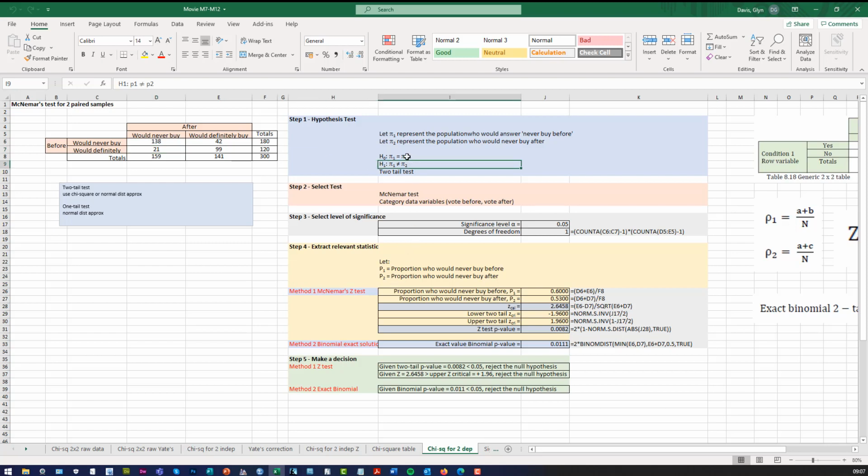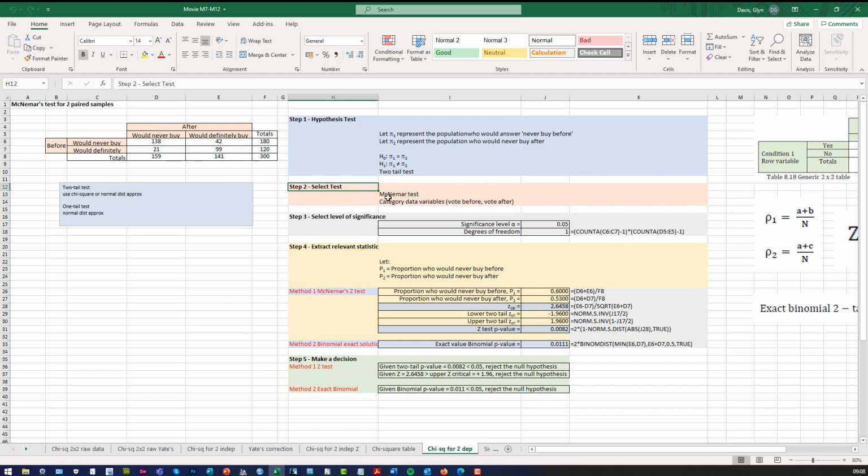So we set up this hypothesis test. Pi 1 represents the population would answer never buy before, and pi 2 is the population would never buy after. The null hypothesis is that the population values are equal. The alternative hypothesis is that the population values are not equal. Because we say not equal, we have a two-tailed test. These, remember, are the sample values, not the population values.